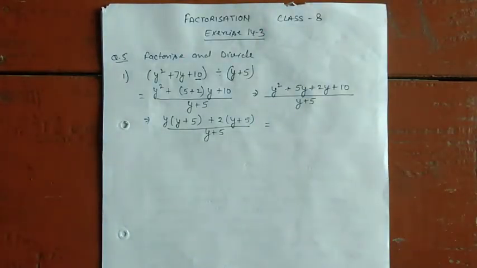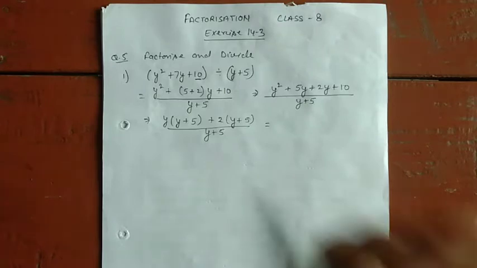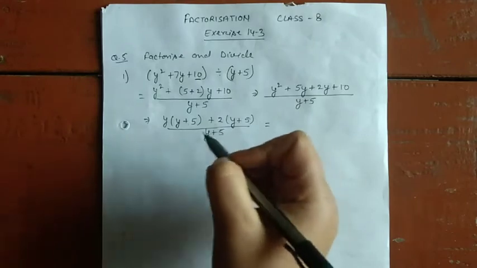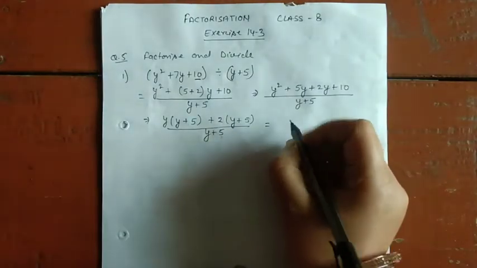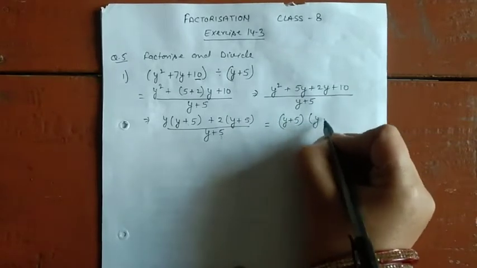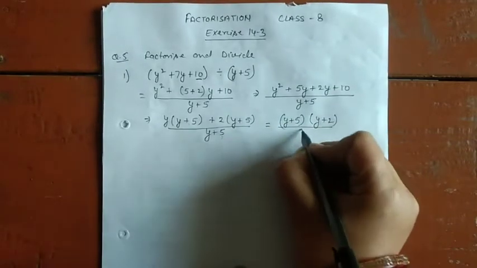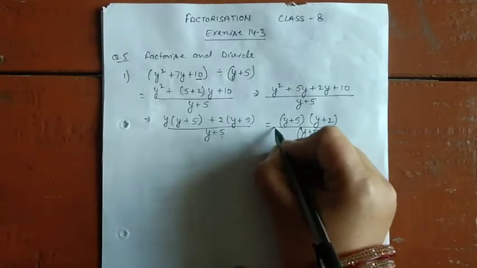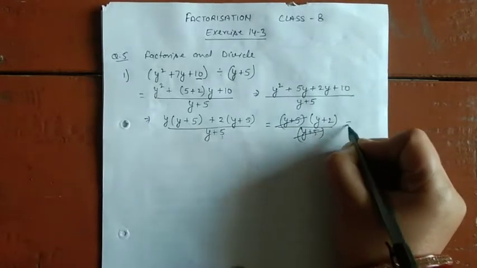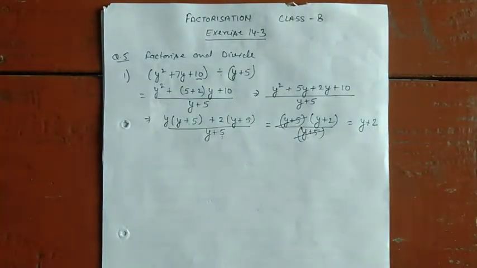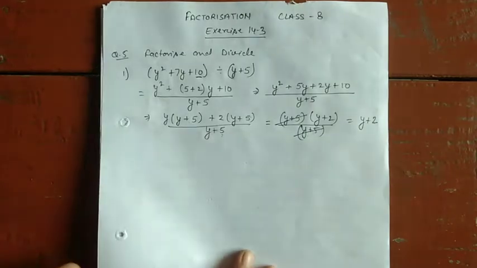Now see one more thing. Many of you find y plus 5 here and y plus 5 here and cancel them out. That is the wrong thing. What you have to do first is take this y plus 5 as common, and the remaining is y plus 2, and in the denominator we have y plus 5. Now in both we have y plus 5, this we will cancel out, and our result is y plus 2. So this is the method of how we factorize and divide the given expression.